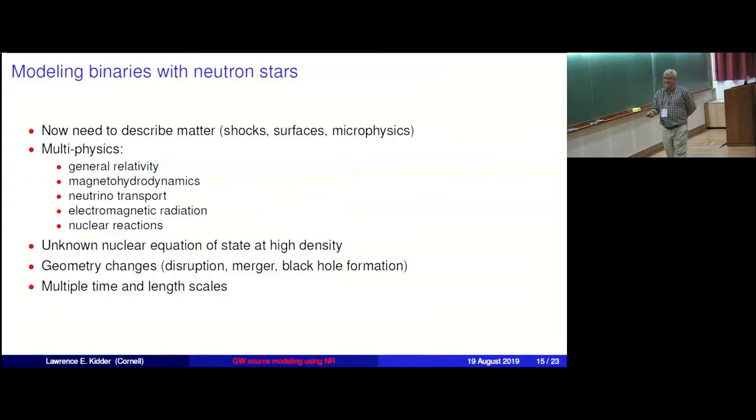Furthermore, we're at such high densities that we don't know the nuclear equation of state, and that's one of the things we want to learn about by comparing numerical simulations and observations. In addition to the multiple time and length scales of the problem, you also have geometry changes. At some point, your neutron star will disrupt. You'll have black hole formation, and these present challenges when doing a numerical simulation where you have topology changes in your grid.